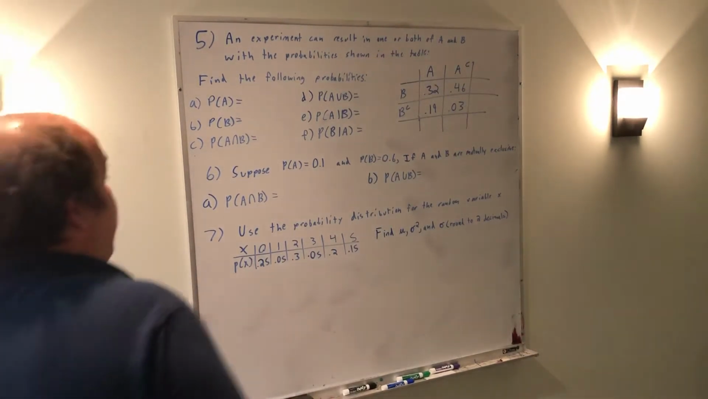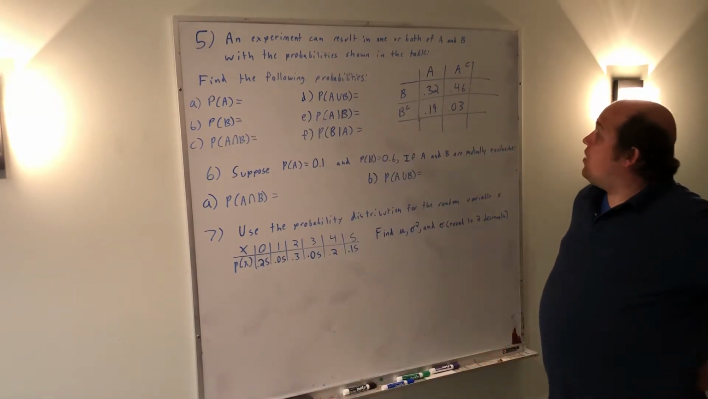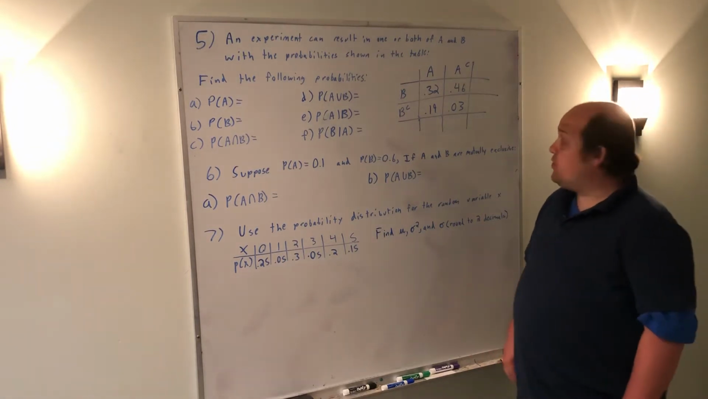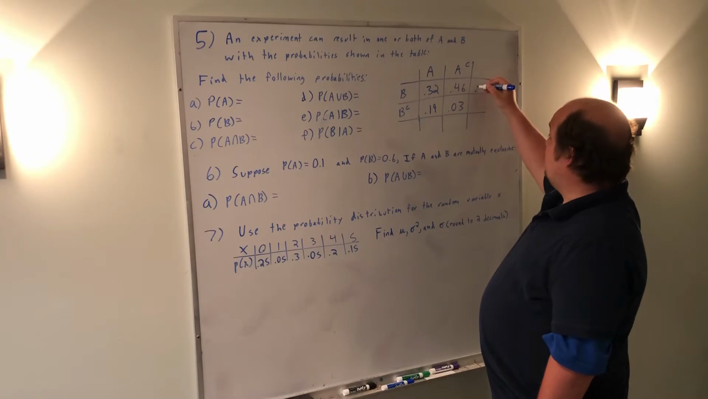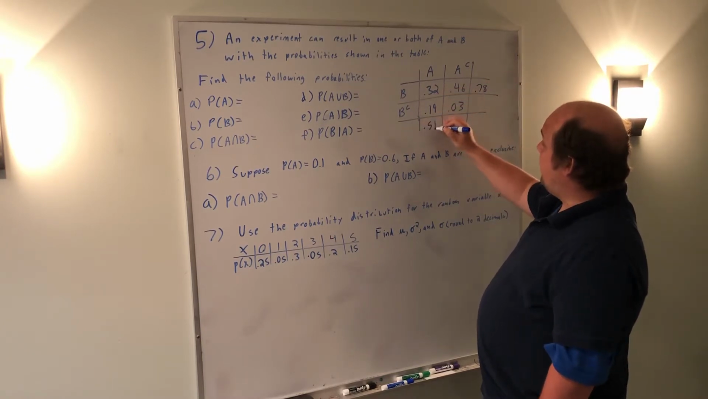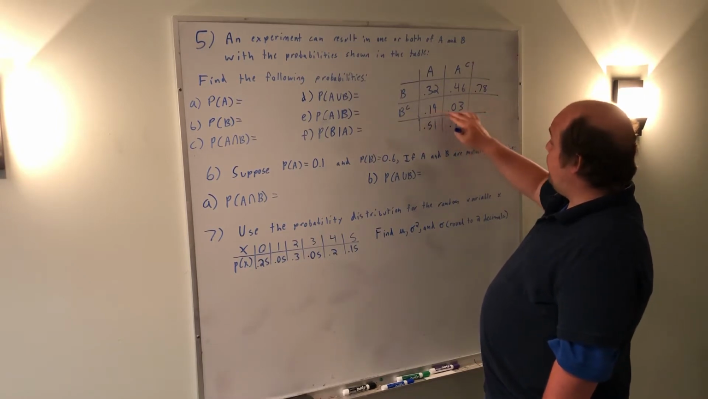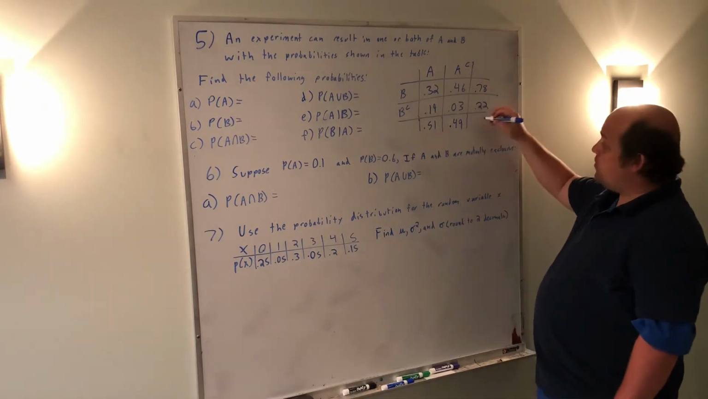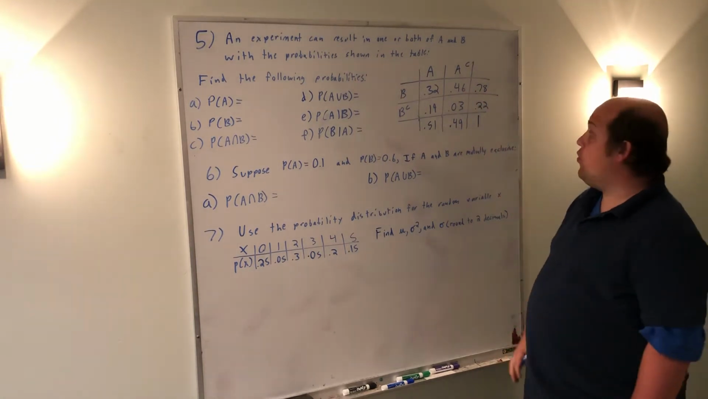In question 5, we're given another two-way table. An experiment can result in one or both of A and B with probability shown in the table. First thing I always do with these tables is I add things together. 0.32 and 0.46 gives me 0.78. 0.32 and 0.19 gives me 0.51. 0.46 and 0.03 gives me 0.49. And 0.19 and 0.03 gives me 0.22. Whether I add this way or this way, I should get 1. So I now have the full table with all the totals.